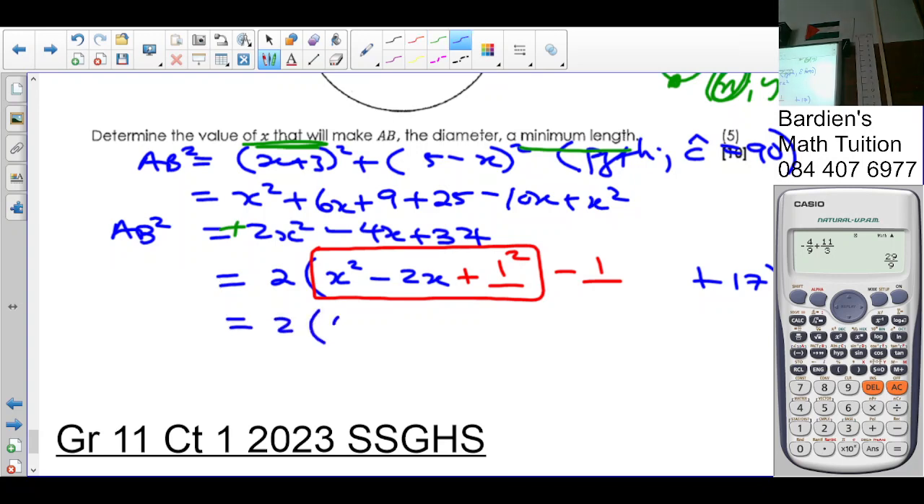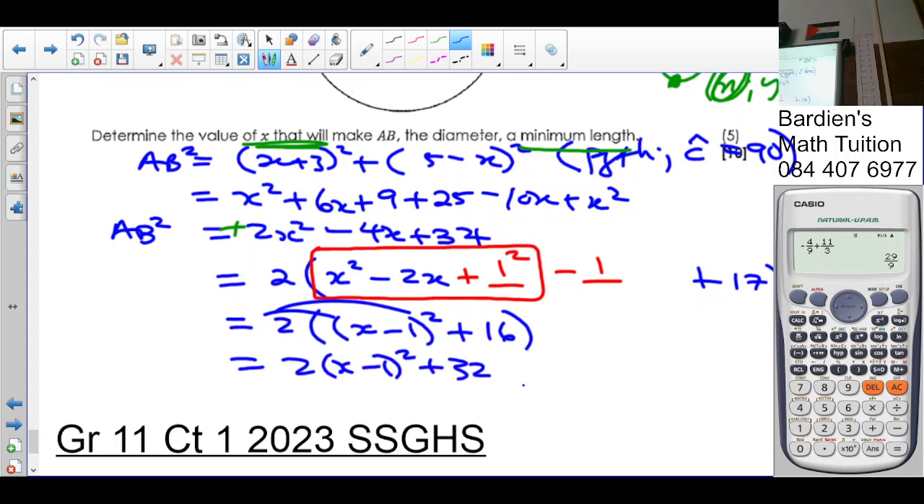Okay, so it's 2 into x minus 1 squared plus 16. We get rid of that outer bracket, so it's 2 into x minus 1 squared plus 32. But have I answered the question? The question says for which value of x? So then I can say therefore x is equal to?